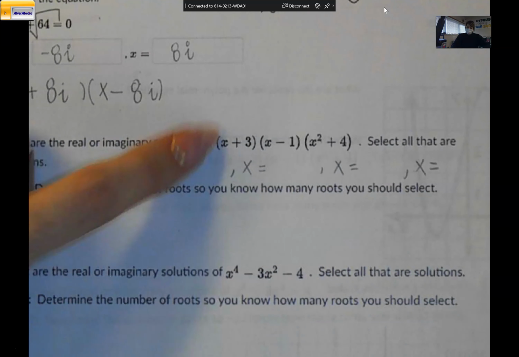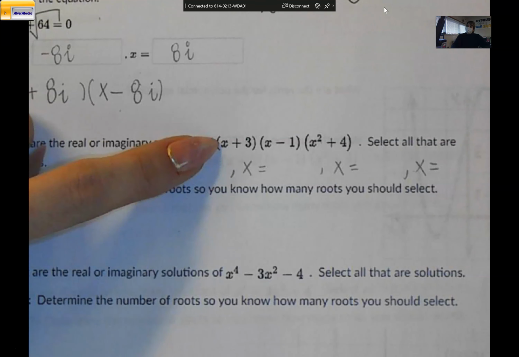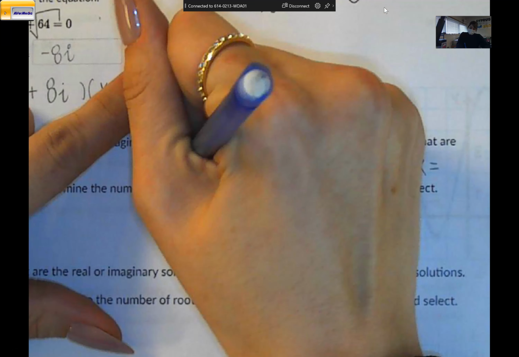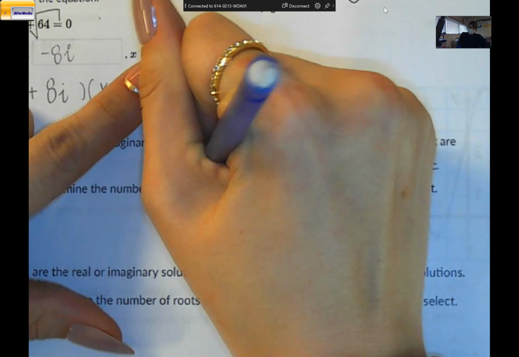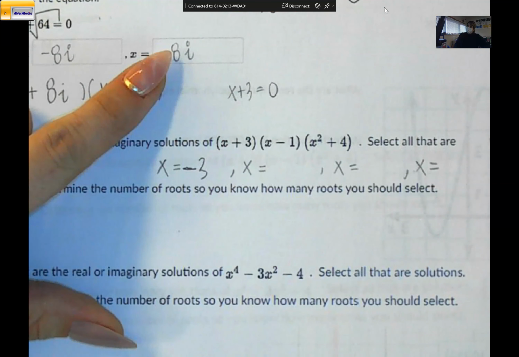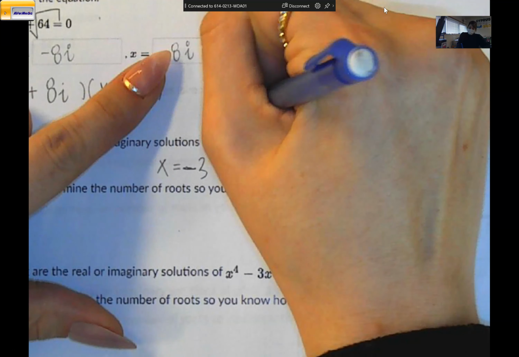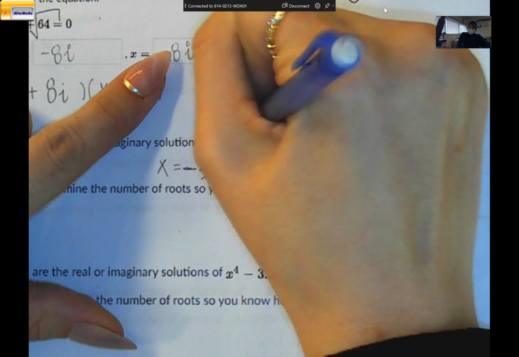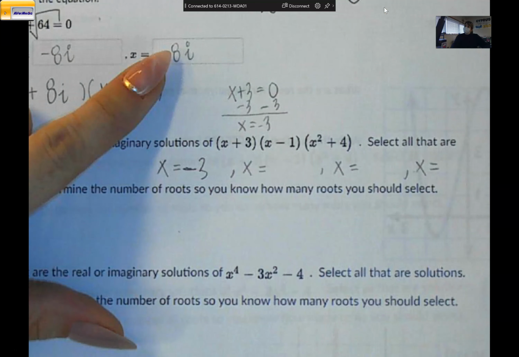We just discussed how to do these kind. If I have an x plus 3, what's my solution to that? Minus 3. The reason why is because you say x plus 3 equals 0, so you subtract 3 from both sides and you would get x as negative 3.